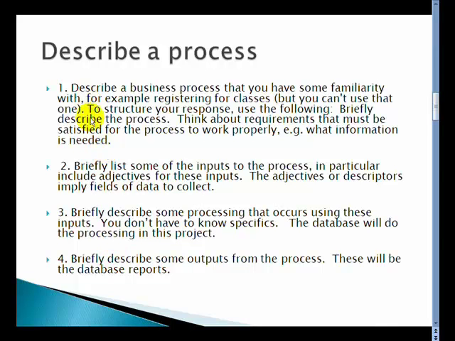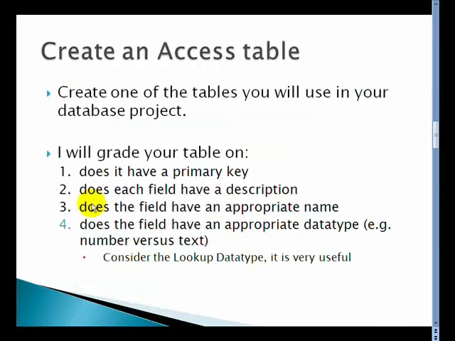So this was the homework that you've been working on. This is the first homework. The next one will be to create an Access table using one of the tables that you and I have kind of agreed on that you'll be using in the database. And it should have a primary key. Each field will have a description. It should have an appropriate name. And it should have an appropriate data type.